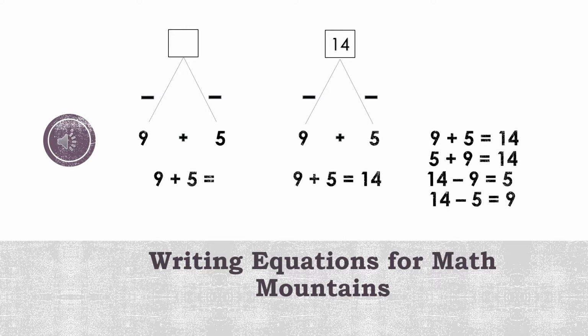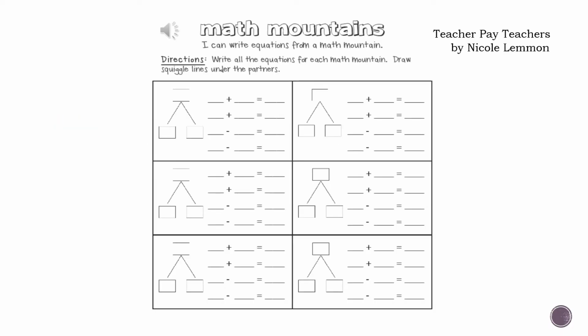To the right, I showed 4 different equations that you can write with this math mountain. The students will learn that 9 plus 5 equals 14, 5 plus 9 equals 14, 14 minus 9 equals 5, and 14 minus 5 equals 9. You use this template to reinforce add-ins and sums with addition and subtraction equations. Teachers can write in numbers in the math mountain based on their students' needs.